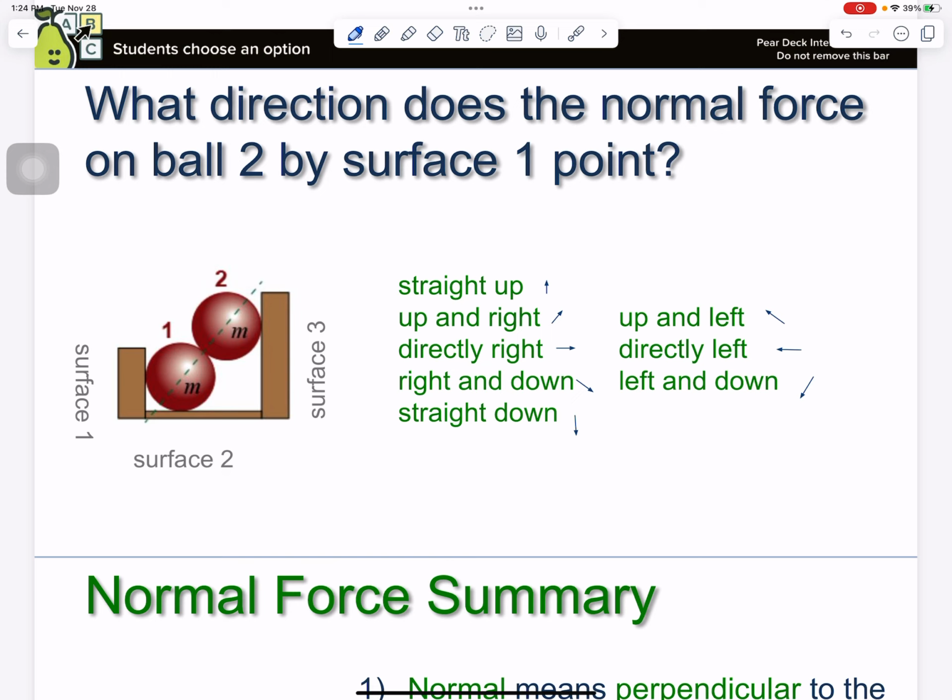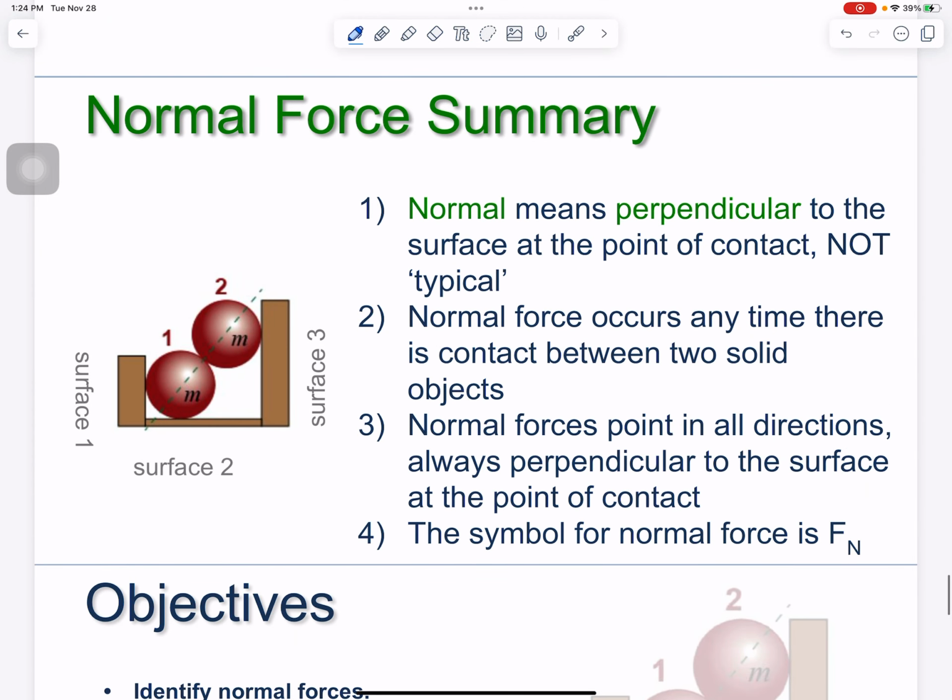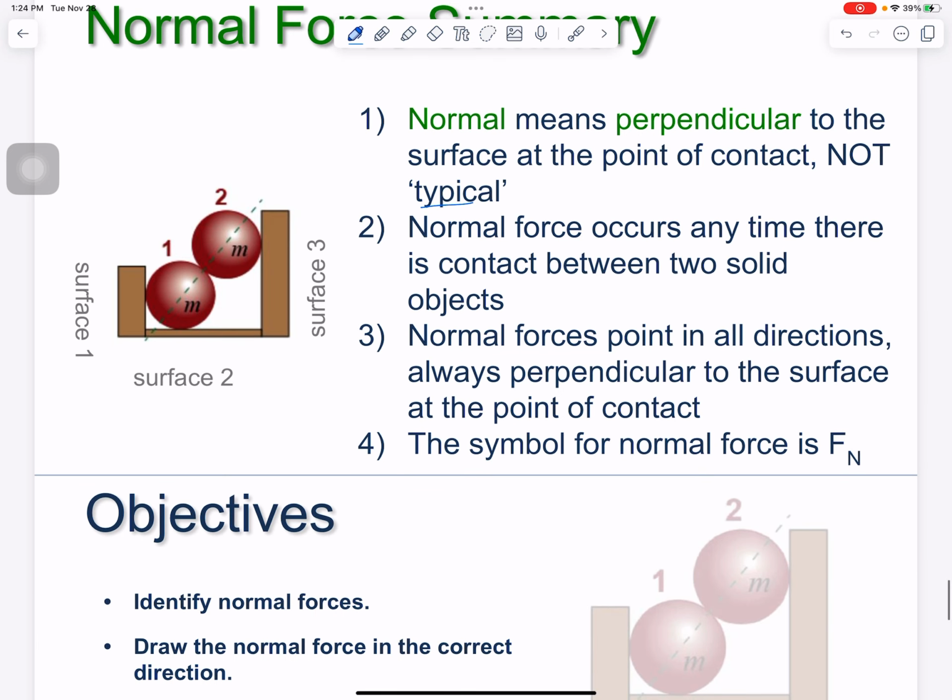There has to be contact between the two surfaces in order for there to be a normal force between them. So if we summarize, normal means perpendicular to the surface at the point of contact. It does not mean typical, it does not mean natural. If you use anything else for n other than normal, that will be wrong. Normal force occurs anytime there is contact between two solid objects. Normal forces can point in any direction, but it's always perpendicular to the surface at the point of contact.